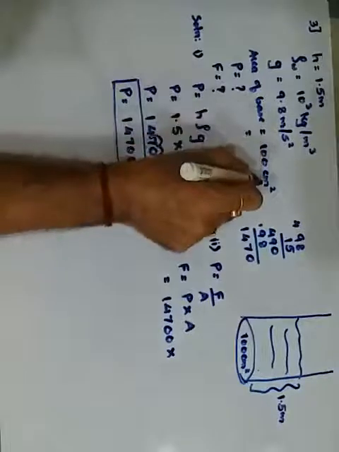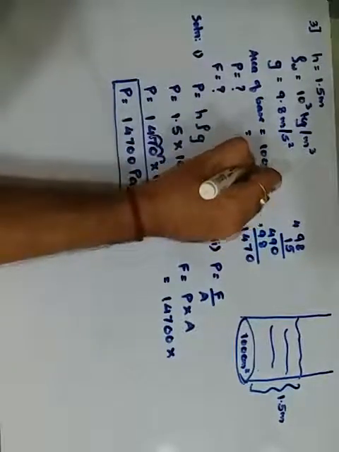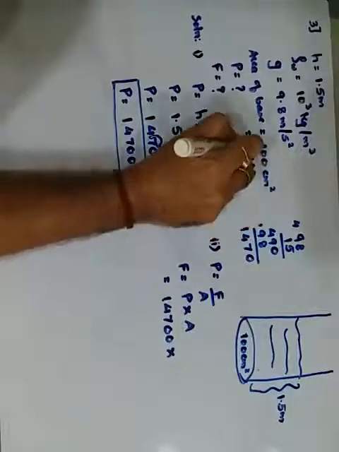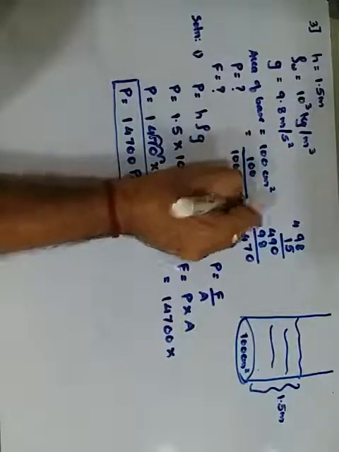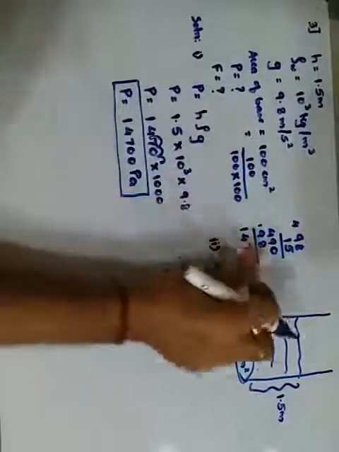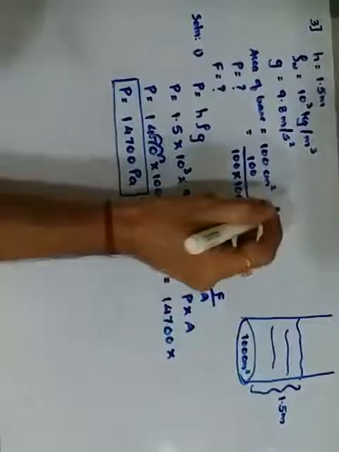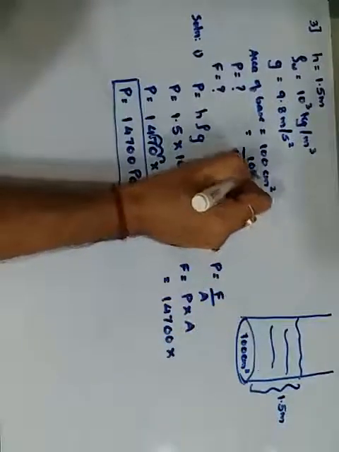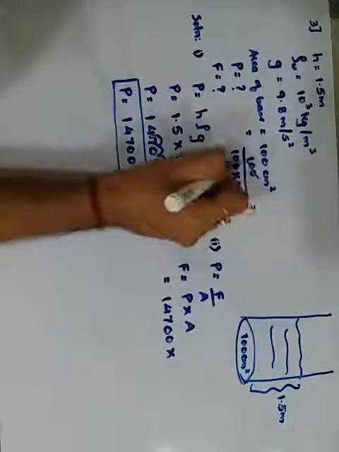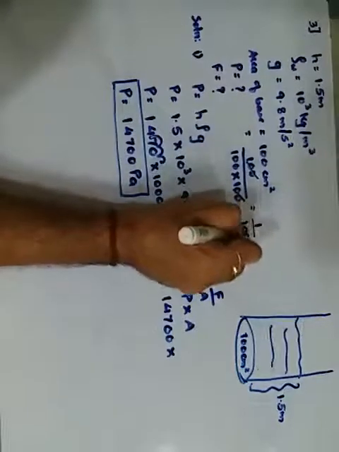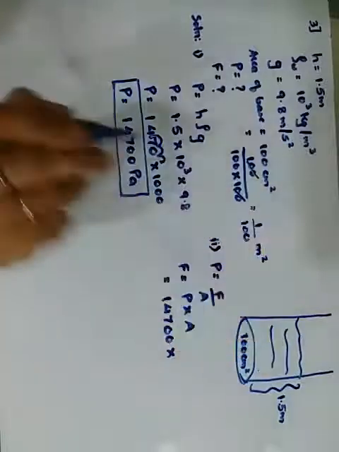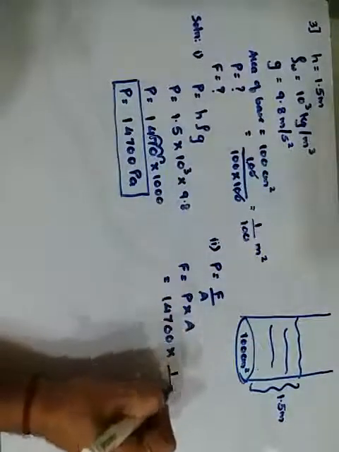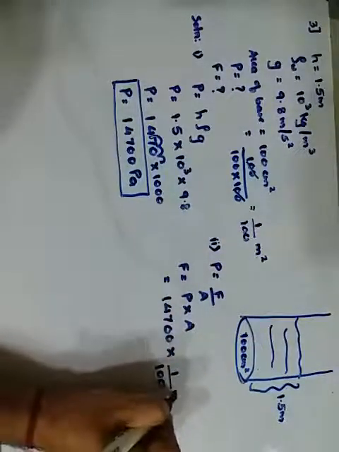It was 100 centimeter square, but we want it in meter square. So what I do is divide 100 by 100 and another 100, so this becomes meter square. You can just go through the multiplication part. So what did it ultimately become? This 100 and 100 cancel. It becomes 1 upon 100. Let it be as it is, 1 upon 100 meter square. Keep it as it is. So area is 1 upon 100 meter square.